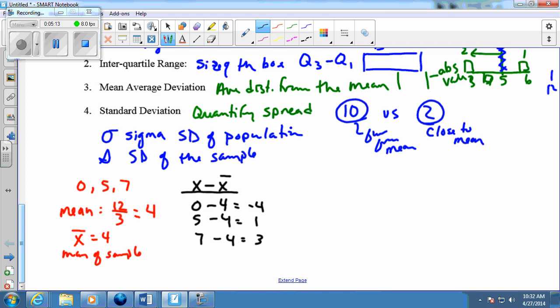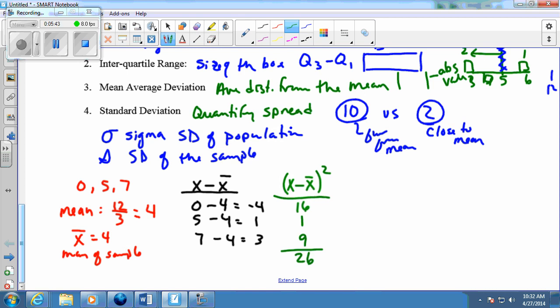Now what we don't like about them is it could be negative, and we always like to have distance be positive. So the next part of the table says, let's take this quantity and square it, because if I square something, I can always undo it by taking the square root. So when I square -4, that makes +16. 1 squared is 1, 3 squared is 9.